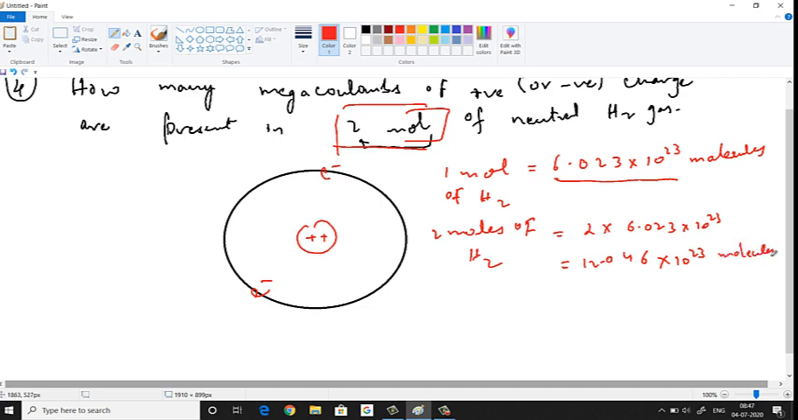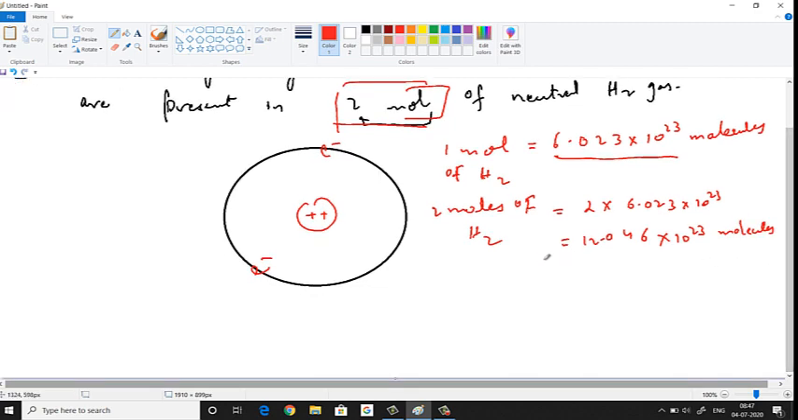Okay. Fine. Molecules of what? H2. Now inside one H2, how many positive charges do you have? 2. You have 2 positive charges. So in one H2, you have 2 positive and 2 negative basically. Right? So we just have to find positive or negative. So let us focus on positive for now. Doesn't matter, you'll get the same answer.